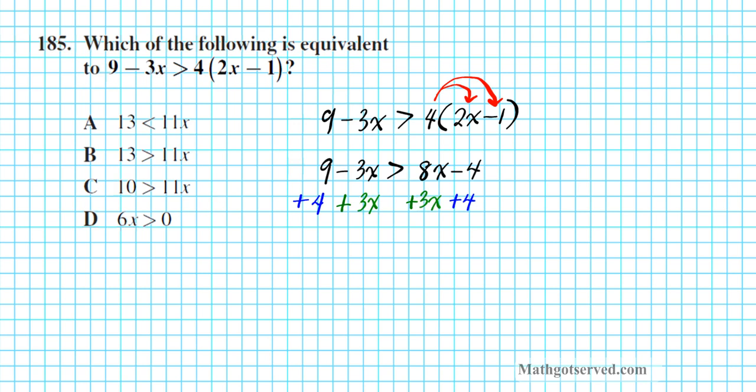Okay, so let's go ahead and combine downwards. That's going to yield 9 plus 4 is 13. This adds up to 0, so we have 13 is greater than 8 plus 3, which is 11x. Those two add up to 0. The correct answer for number 185 is option letter B.